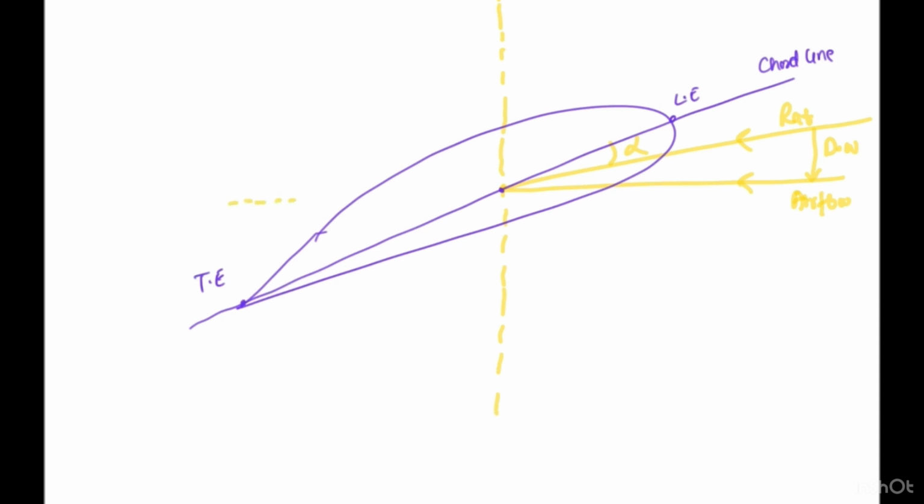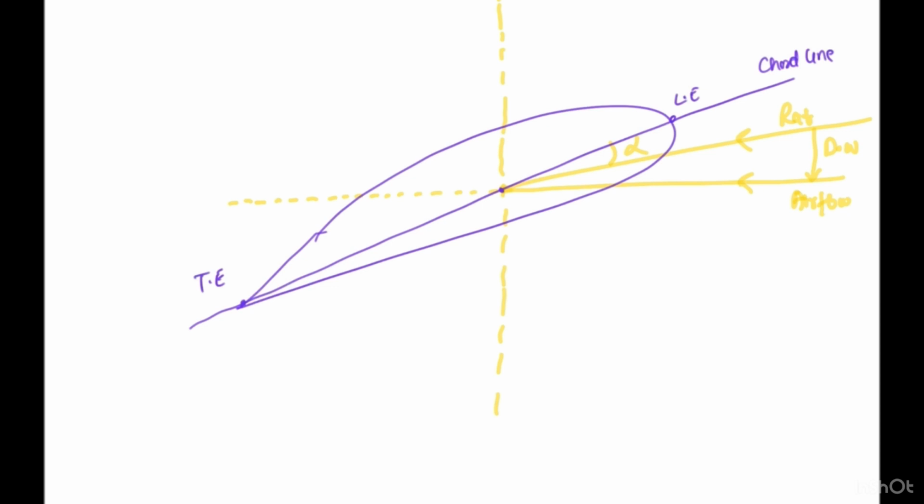So this is an airfoil, this is a chord line, I'll write it here, chord line, this is leading edge, this is trailing edge, okay, and this is center. Okay. So this is the airflow, this is the relative airflow, and this is the downwash. I hope this much is clear, okay, and this is the angle of attack, correct?